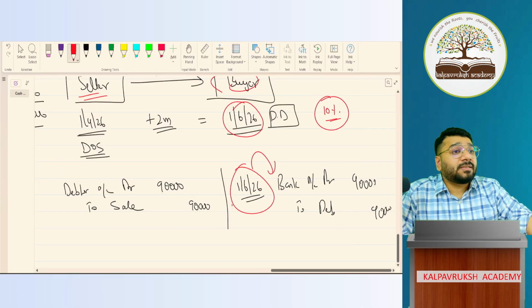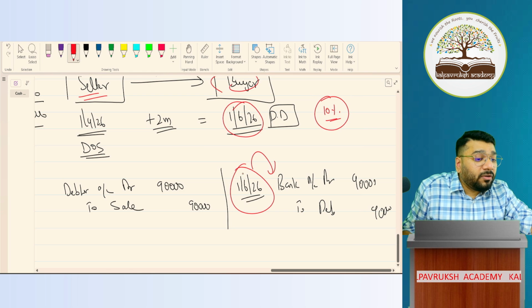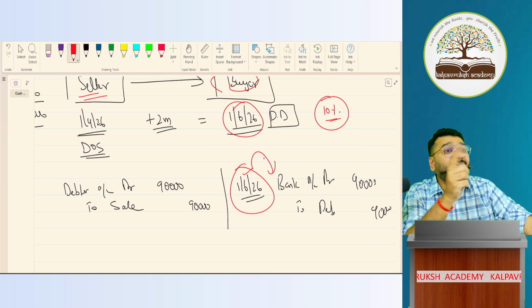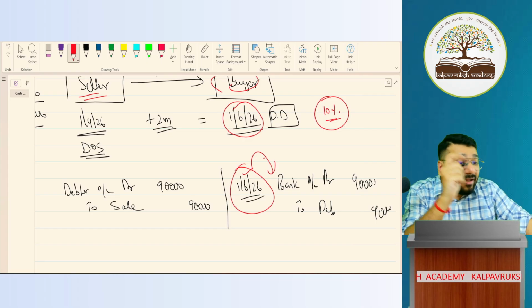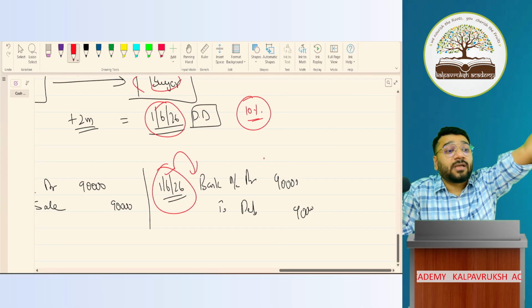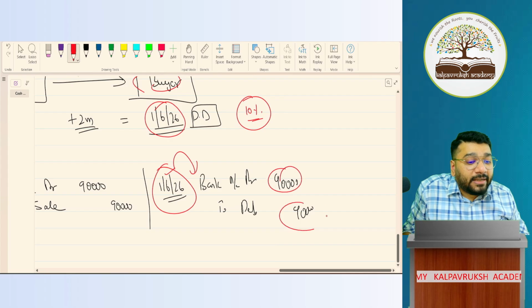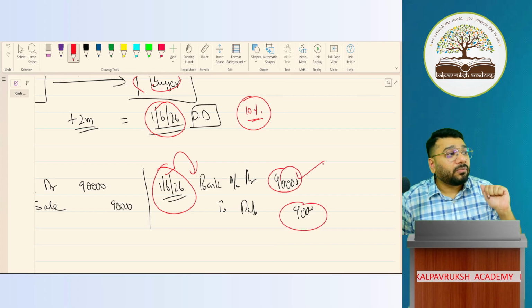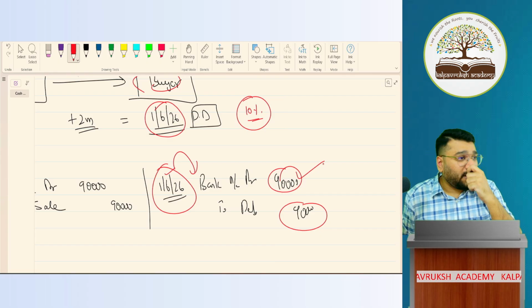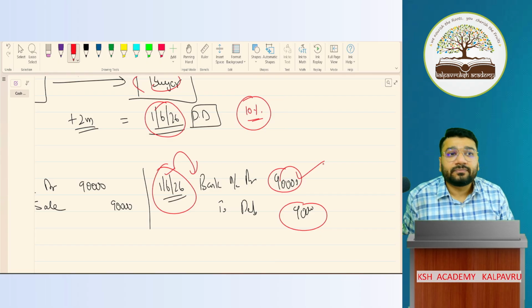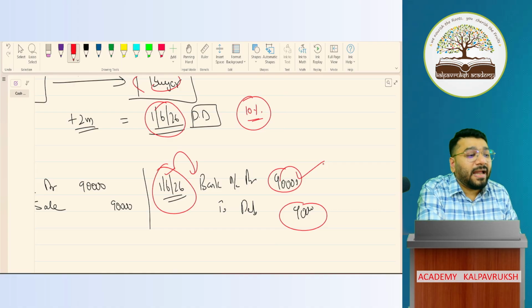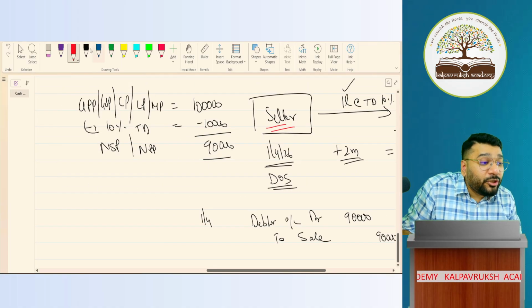What entry will you pass for getting the money on 1st June? Will you pass the same entry? No. Had you got the money on time without discount, the entry would have been bank to debtor. Full 90,000 came to your bank account. Now, after giving a 10% discount, will you get 90,000 in your bank account? How much will you get? So for that, you have to go back to this calculation and continue it.